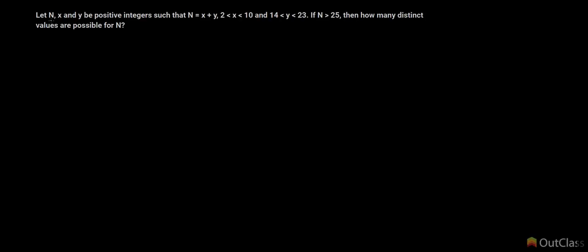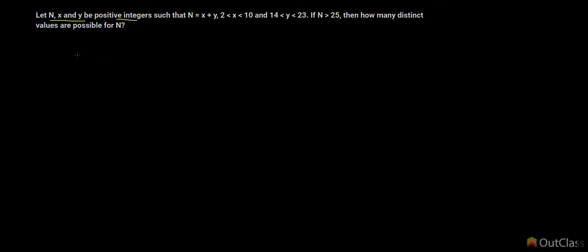Let n, x, and y be positive integers. This n is x plus y, x is 2 to 10 exclusive, y is 14 to 23 exclusive. n should be greater than 25. How many distinct values are possible for n? There's nothing much to this. It's a very basic question that tests your logic. Hard to tag this to anything other than, let's say, inequations.